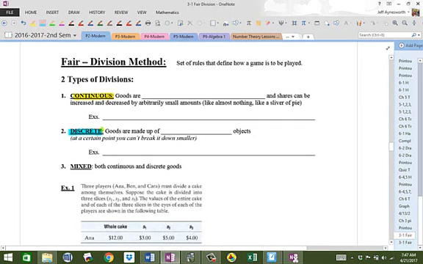When it comes to continuous types of goods, we define them as goods being divisible in infinitely many ways, kind of like a piece of pizza or a cake. You can divide a cake any way you like, and you can split it up among however many people you want. So goods that are divisible in infinitely many ways are called continuous.